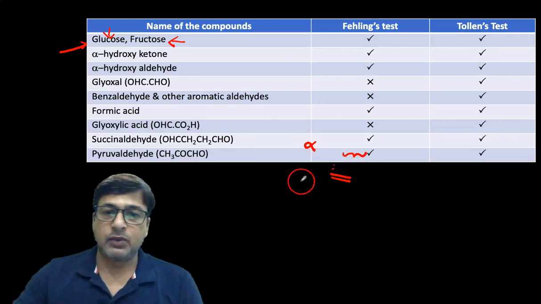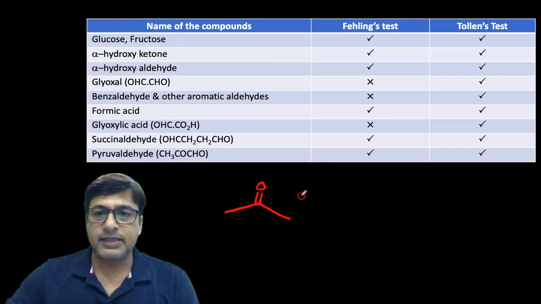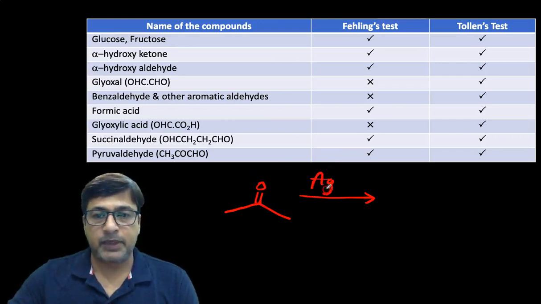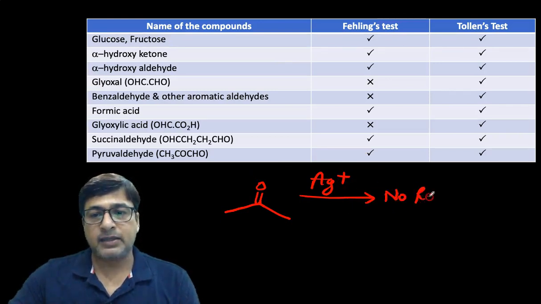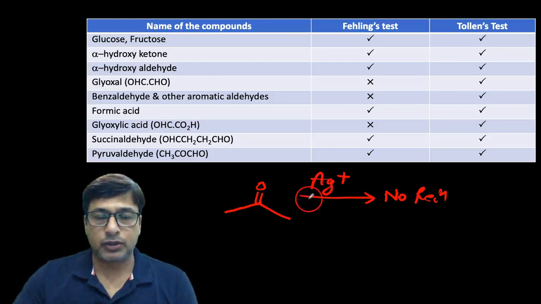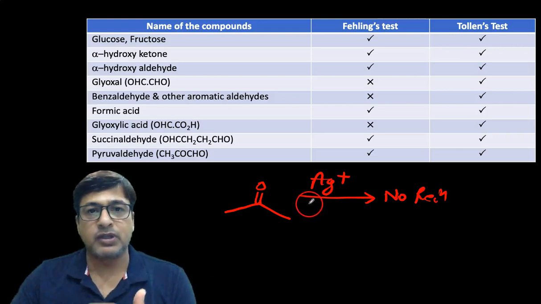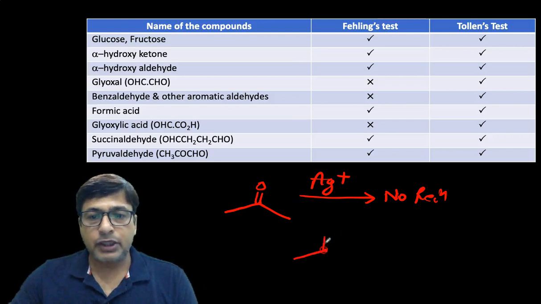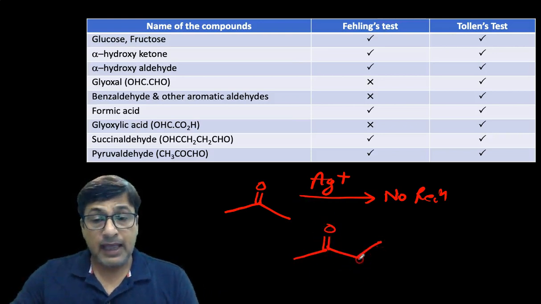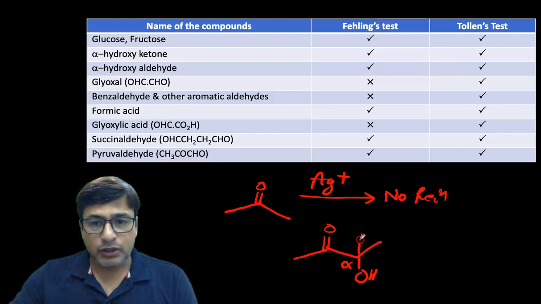Why does this happen? Let's say we take a ketone, and if this ketone is treated with Tollens reagent, that is Ag plus, there is no reaction. That means it gives a negative test. Why? Because I have already told you Ag plus as well as Fehling's solution are weak oxidizing agents. They are unable to oxidize ketone but able to oxidize aldehyde. Now any ketonic group which consists of an alpha hydroxy group, such hydroxy group, has an easily replaceable hydrogen atom because of the acidic nature.